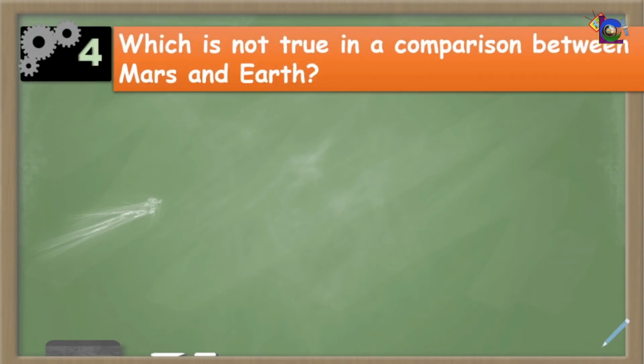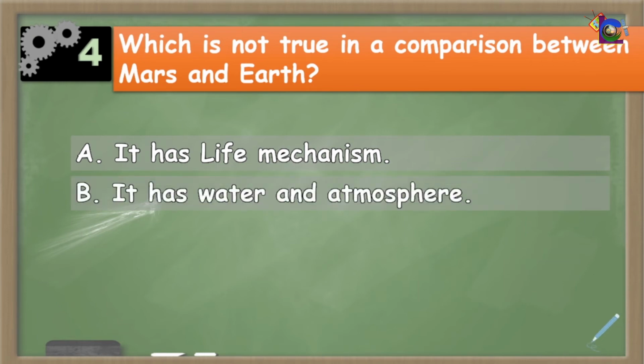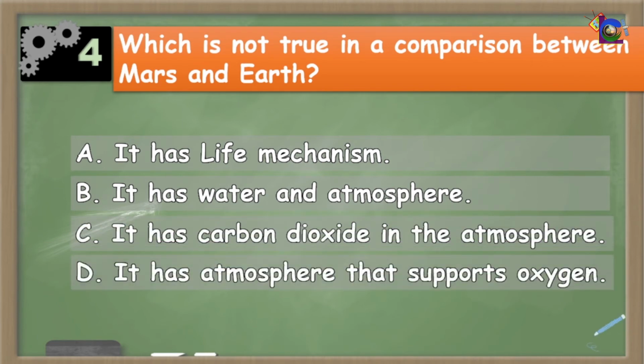Question number 4. Which is not true in the comparison between Mars and Earth? Is it A, it has life mechanism? B, it has water and atmosphere? C, it has carbon dioxide in the atmosphere? D, it has an atmosphere that supports oxygen? The correct answer is letter B.